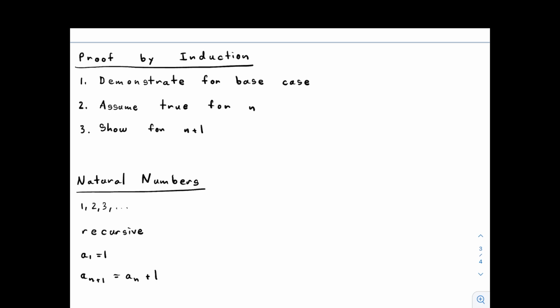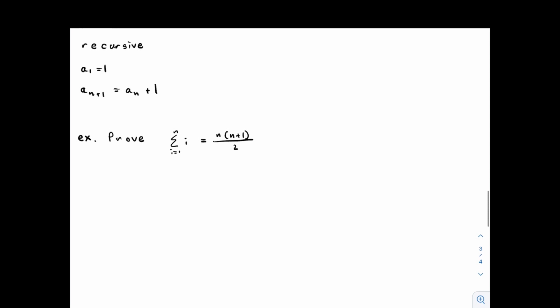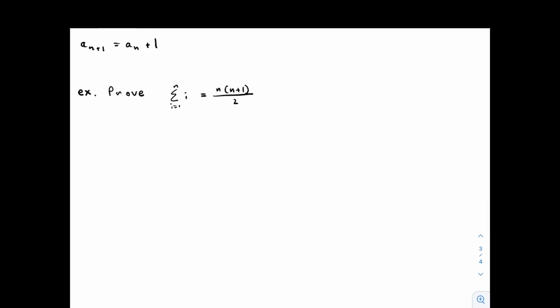Now, jumping to our particular example, let's prove that the sum of numbers from i equals 1 to n is given to you by this formula n times n plus 1 over 2. Now, referring to the steps I wrote down previously, if you're following along, the first step is our base case.